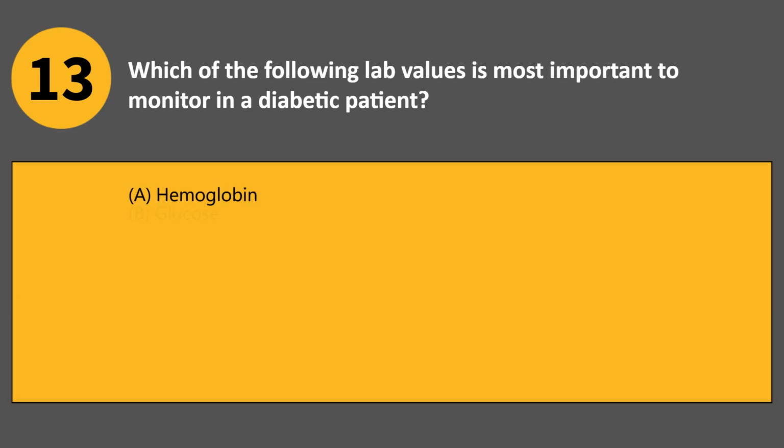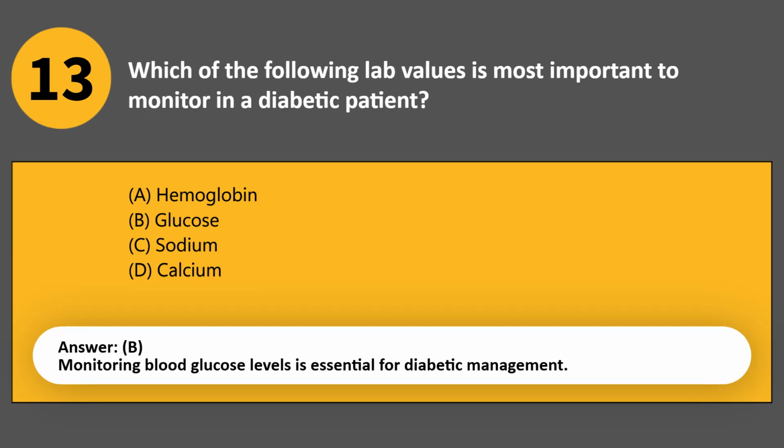Which of the following lab values is most important to monitor in a diabetic patient? A. Hemoglobin. B. Glucose. C. Sodium. D. Calcium. Answer B. Monitoring blood glucose levels is essential for diabetic management.